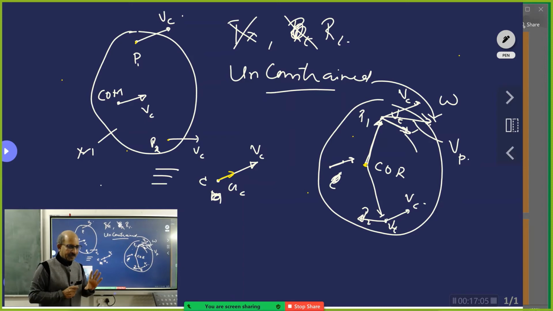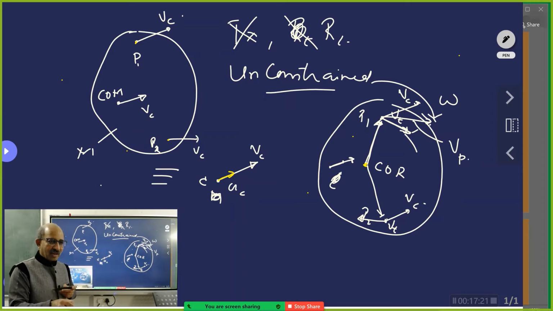Center of mass is a point, and so it will translate. Therefore the center of mass cannot rotate about itself.